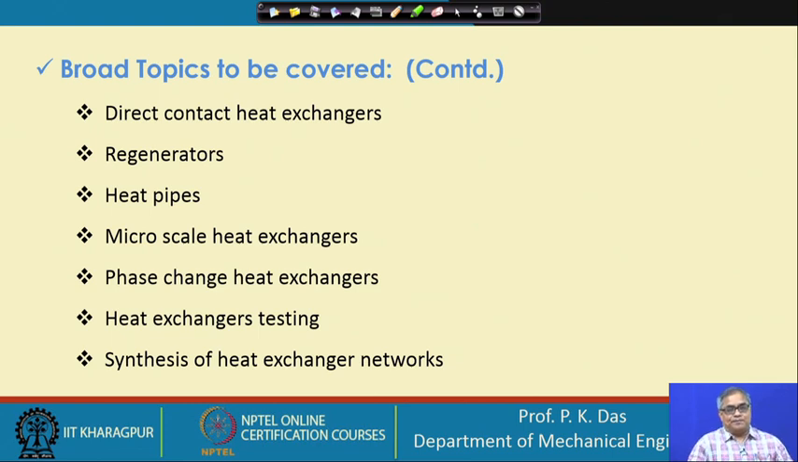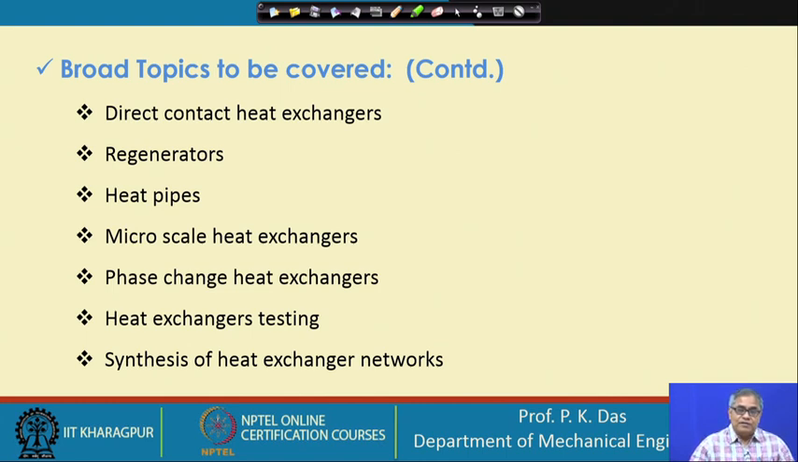Then the heat pipe. The heat pipe can again be considered a device for energy conservation. They are a special type of heat exchanger and they are very efficient. They have a unique use and we will find that in many demands they play a very key role. So, we will try to explain the principle of heat pipes separately.